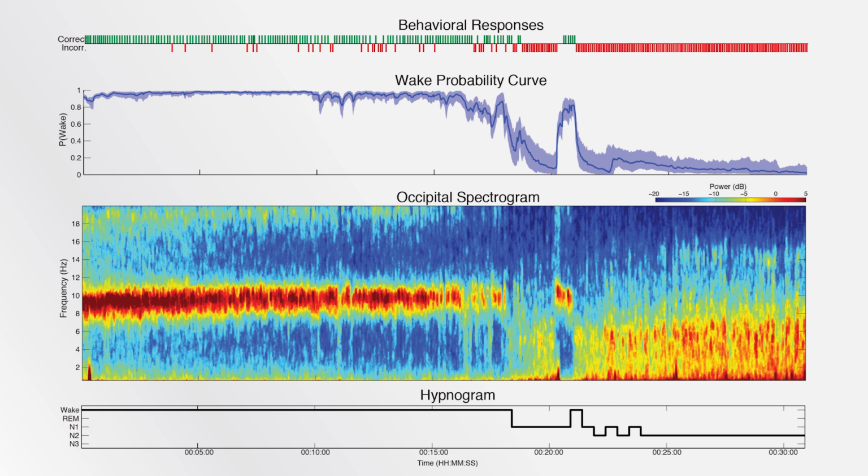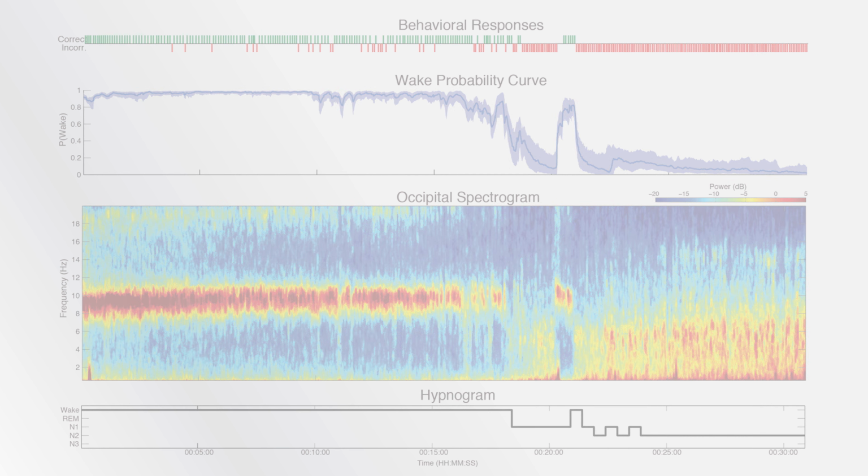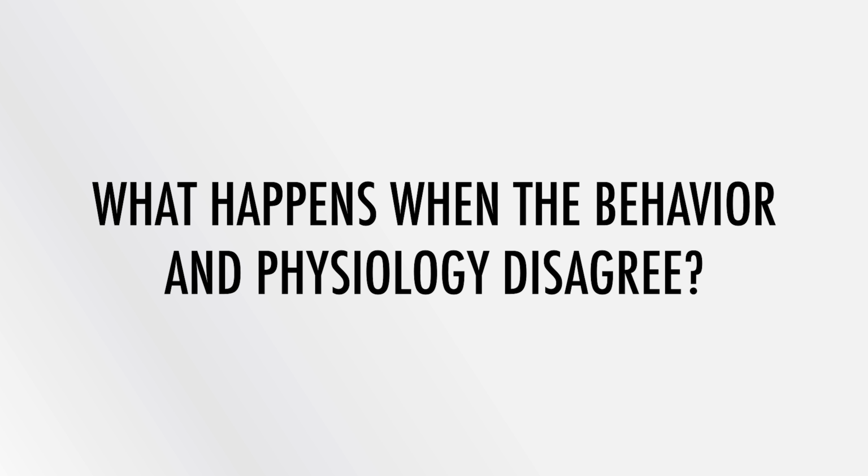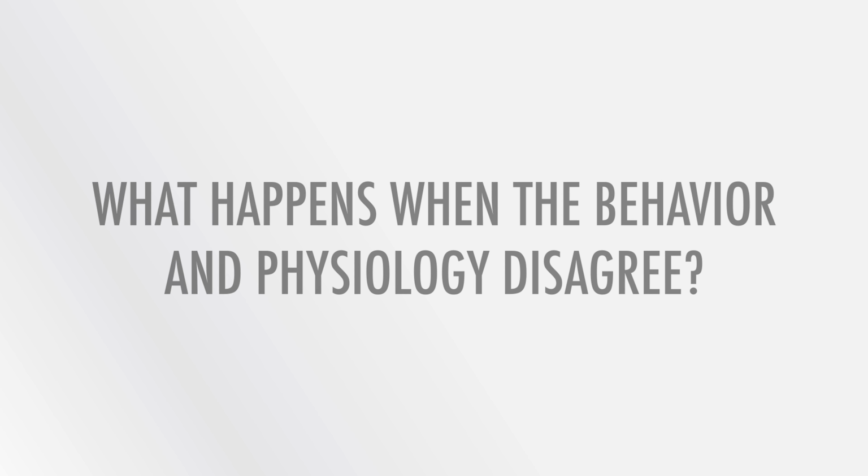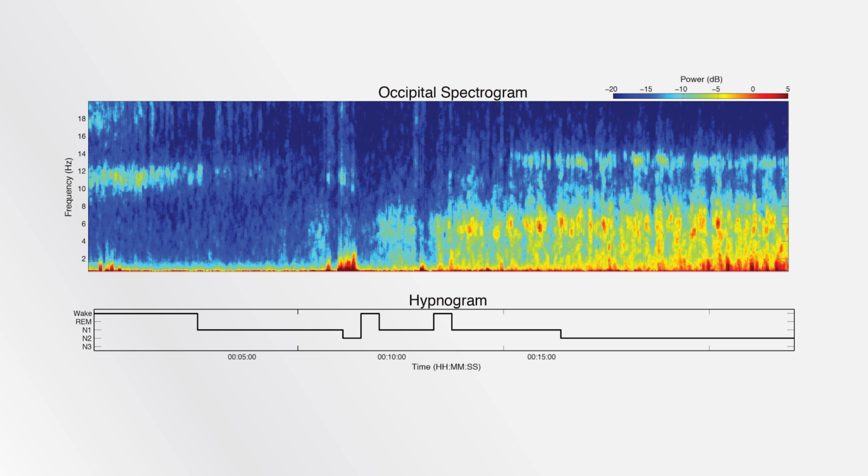Now, this is all well and good when everything occurs the way we expect it to, but what happens when the behavior and physiology disagree? Here's the EEG and hypnogram for another subject where the alpha power is present, then dies out, at which point we typically consider them to be asleep.